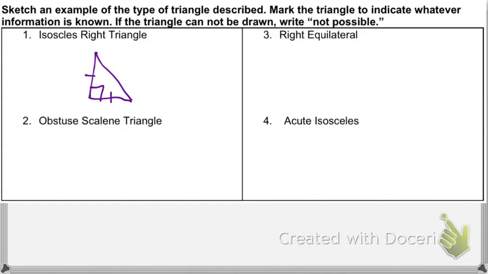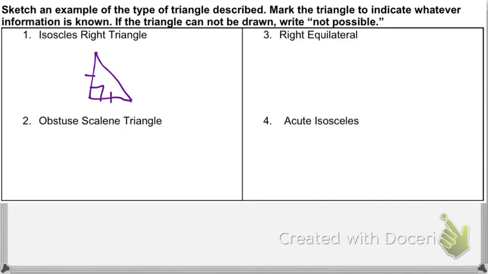Does anyone know a special fact about the hypotenuse of a right triangle compared to the other sides? The hypotenuse is what compared to the other two sides? It's longer. It's not necessarily double. It's always longer than the other two sides. So, for the isosceles triangle to have the hypotenuse longer than the other two sides, could the hypotenuse be the same length as one of the other sides? No, it can't be both the same and longer.